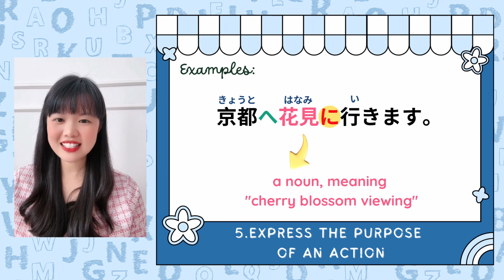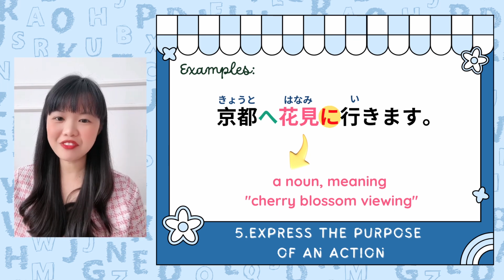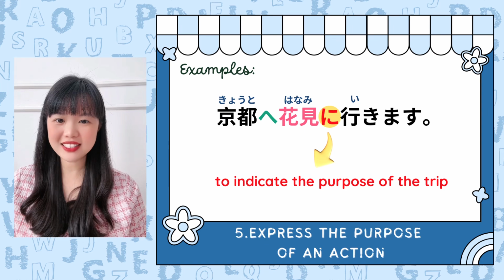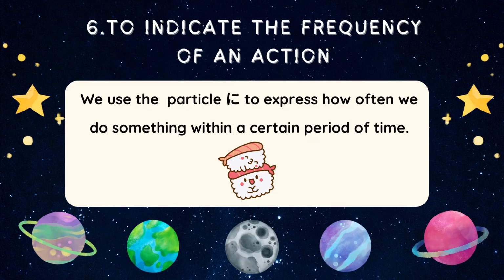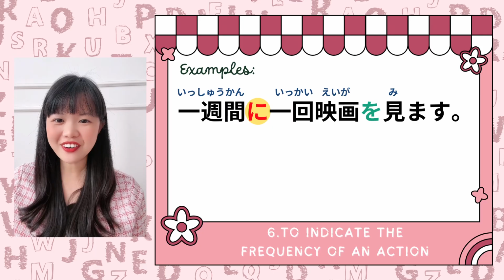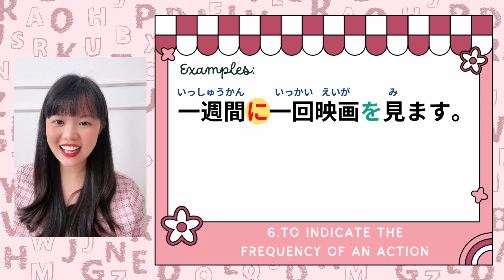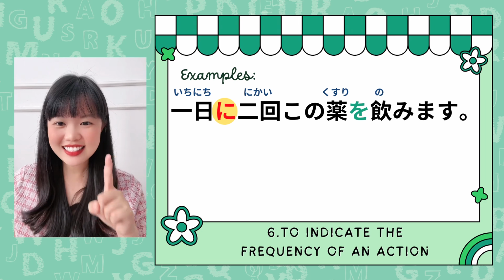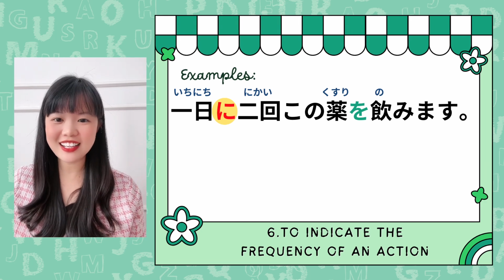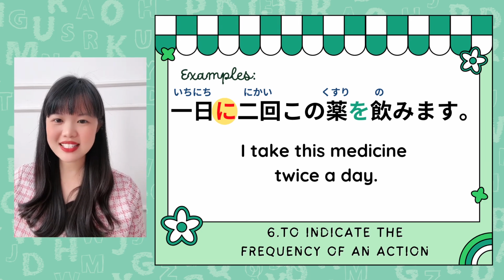Here, hanami is a noun, meaning cherry blossom viewing, and directly follows the particle ni to indicate the purpose of the trip. Next up, we will discuss the sixth use of the particle ni, which is to indicate the frequency of an action. We use ni to express how often we do something within a certain period of time. For instance, 1週間に1回映画を見ます. I watch a movie once a week. 1日に2回この薬を飲みます. I take this medicine twice a day.